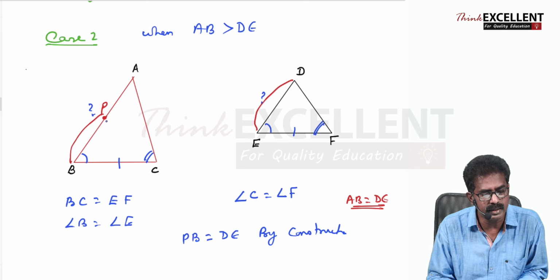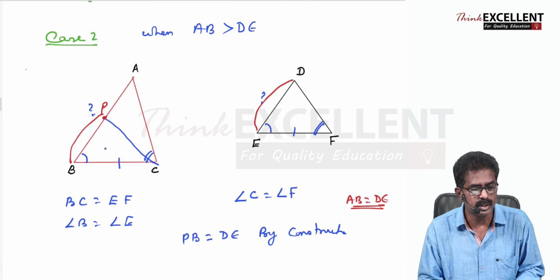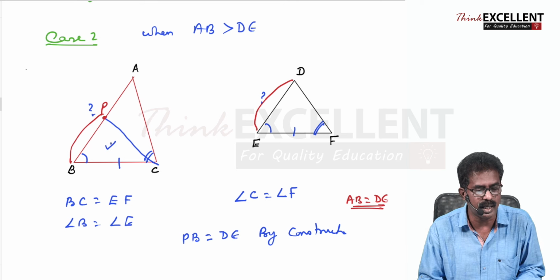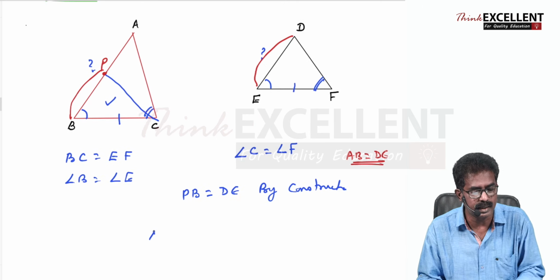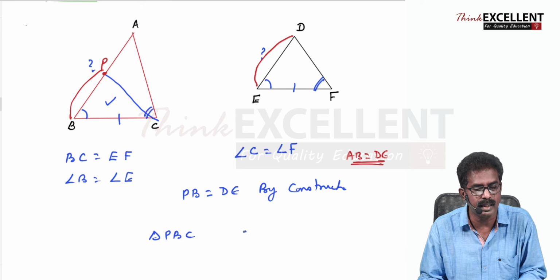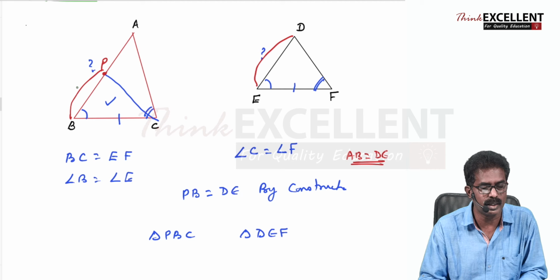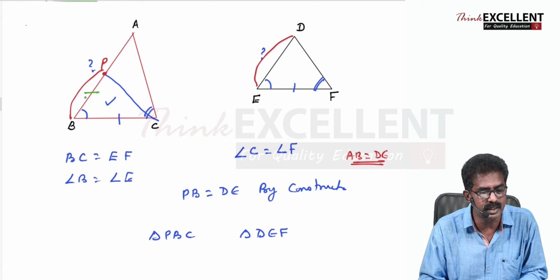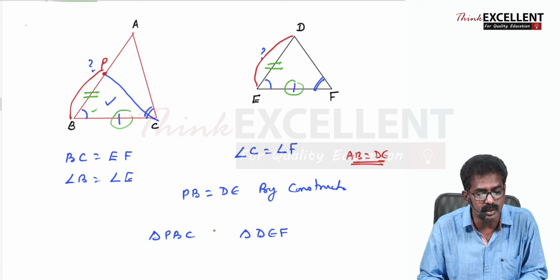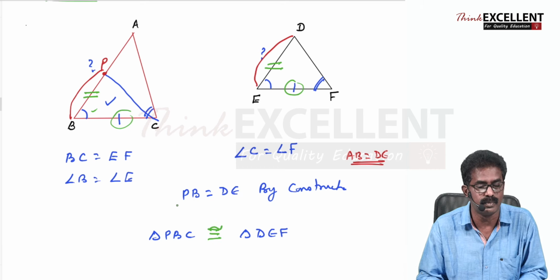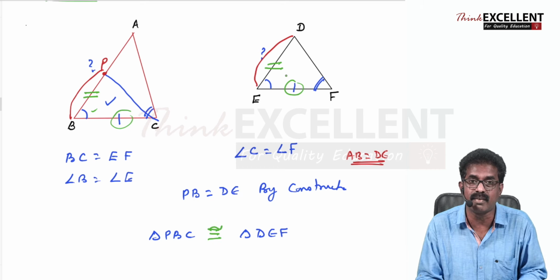Now I am joining this CP. Join this CP. Okay. So now we are getting a small triangle here. Which triangle? This triangle, triangle PBC. Triangle PBC and triangle DEF. Can you say that two triangles are congruent? Look at this. By our construction, this length and this length are equal. Already here this side is equal and this angle is equal. So by SAS congruency, you can say the two triangles are what? Congruent. This small triangle and DEF are congruent.